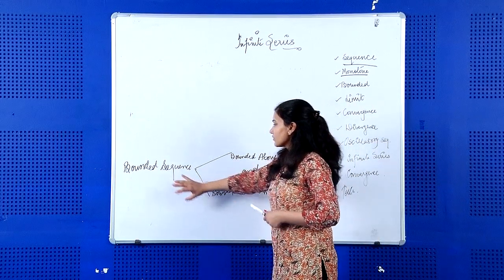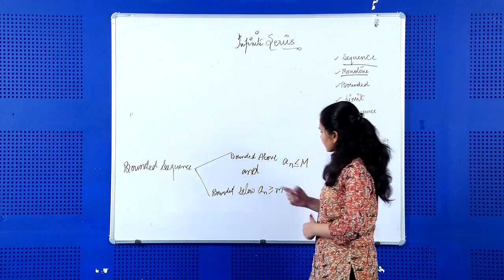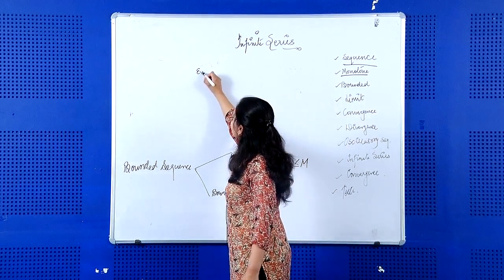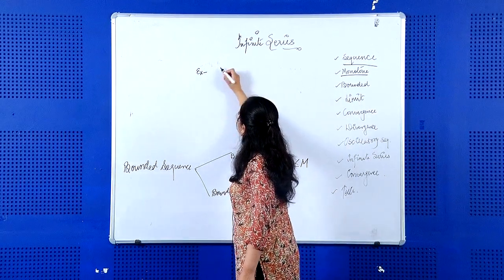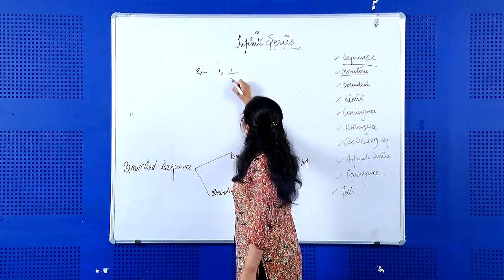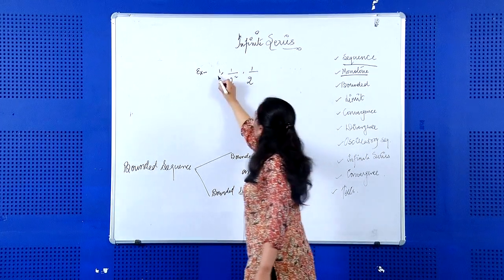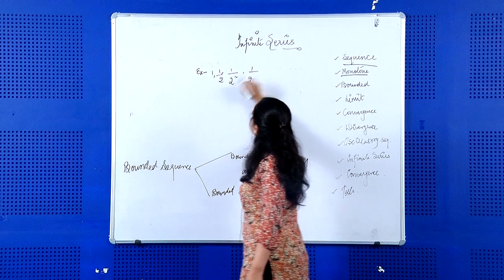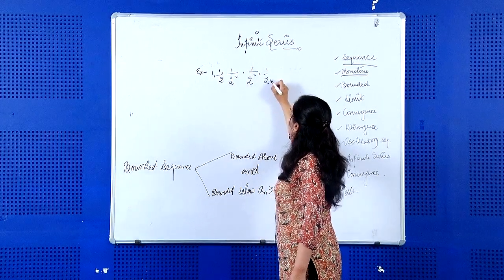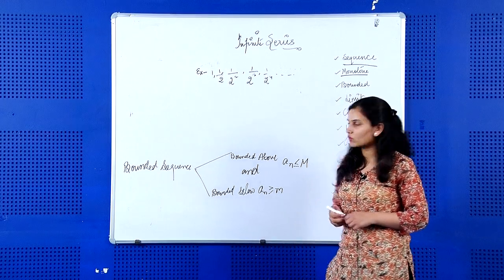A bounded sequence will be a sequence which is both bounded above and bounded below. Let us take one example for a bounded sequence. If I say 1 upon 2, 1 upon 2 square, 1 upon 2 cube, 1 upon 2 4 and so on, this is an infinite sequence.